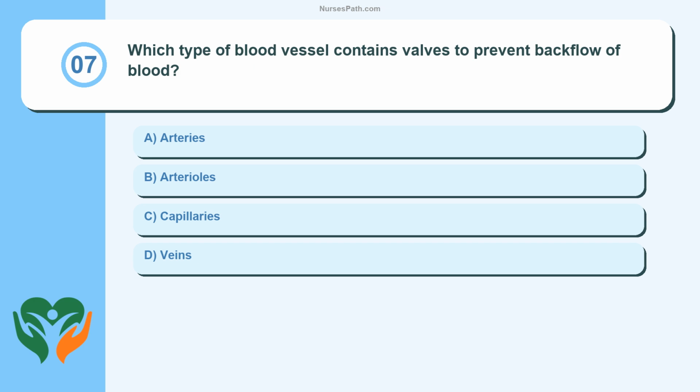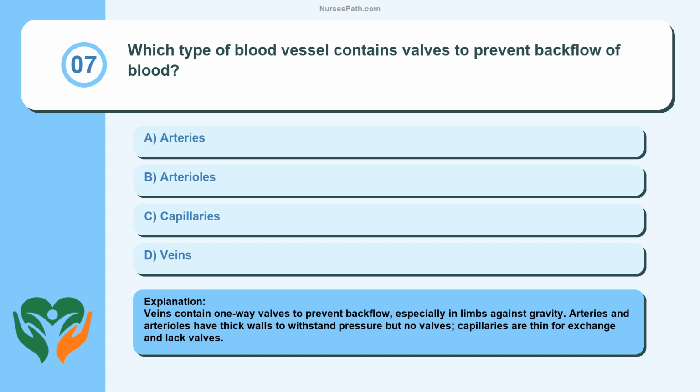Question 7. Which type of blood vessel contains valves to prevent backflow of blood? Arteries. Arterioles. Capillaries. Veins. Veins contain one-way valves to prevent backflow, especially in the limbs against gravity. Arteries and arterioles have thick walls to withstand pressure but no valves. Capillaries are thin for exchange and lack valves.